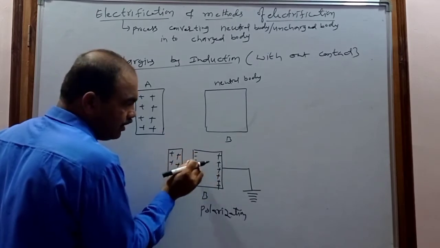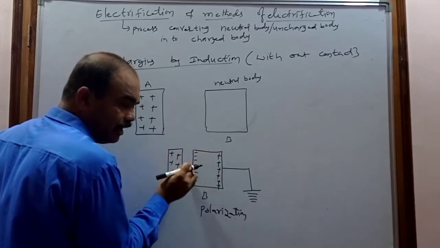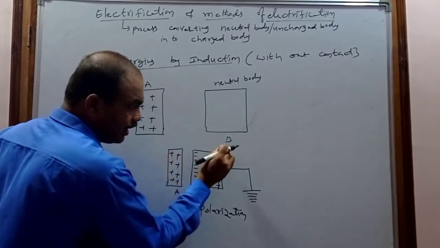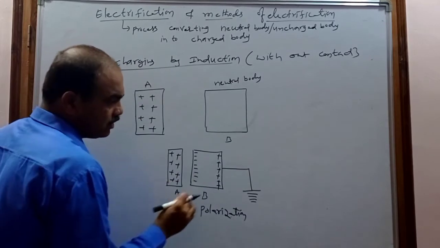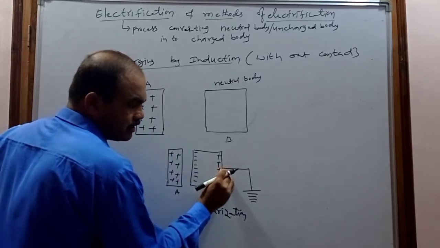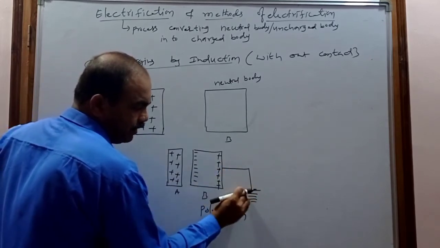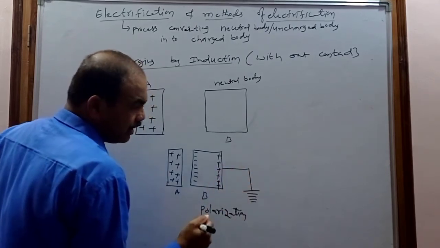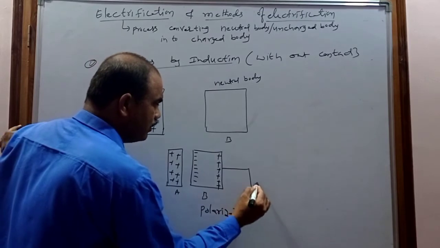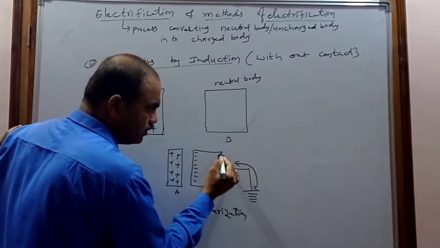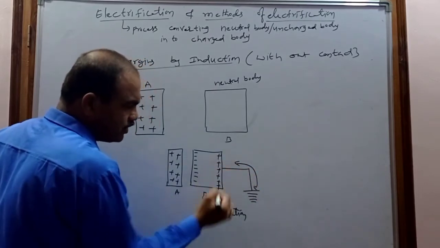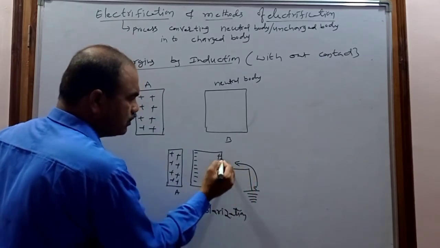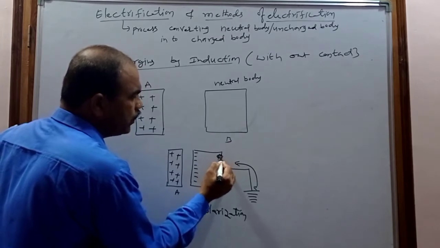body will develop the opposite charge at the near end of the uncharged body, and it will develop the same charge at the other end. So when this uncharged body is connected to the earth by means of a conductor, electrons will flow from the earth to this end. Which end? This positive end. When the electrons reach this positive end, the positive and negative become neutral.